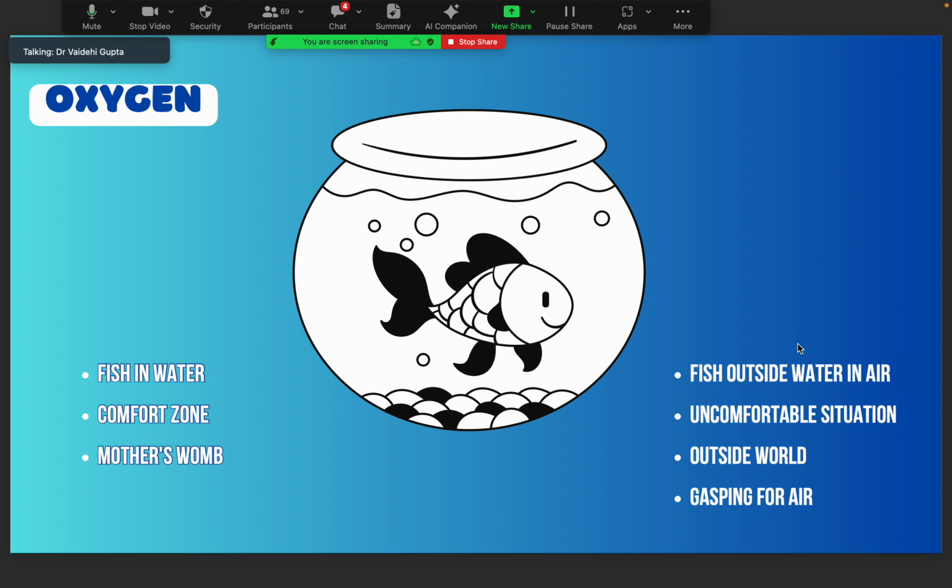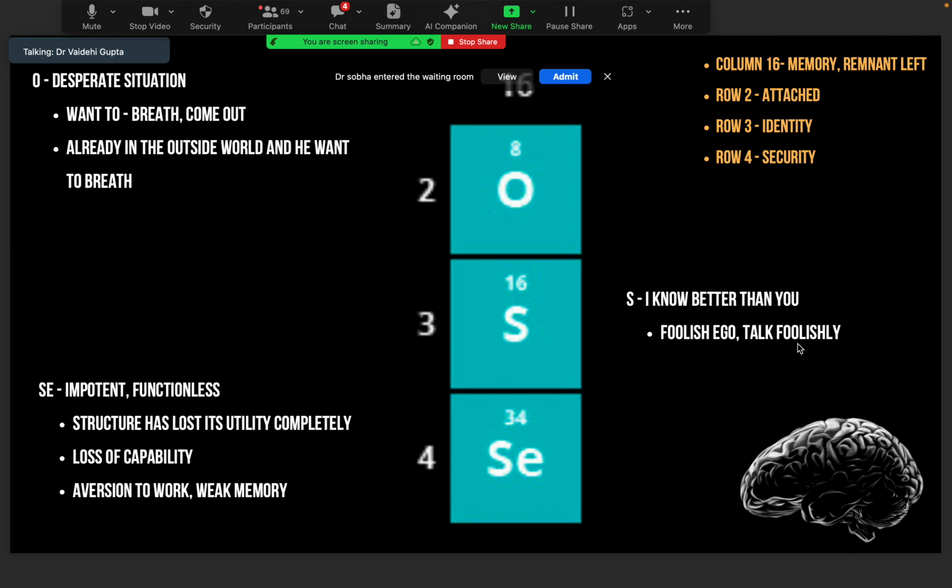He has to do things on his own. Earlier he was in the mother's womb, now he is in the outside world. And also there is gasping for air. Oxygen is the medicine for that gasping for air. That's why in oxygen medicine there is a symptom for asthma. Column 16: oxygen, sulfur, selenium. Oxygen, there is a desperate situation because he is in the outside world. So there is a desperate situation, wanting to breathe, come out, already in the outside world and just wanting to breathe.